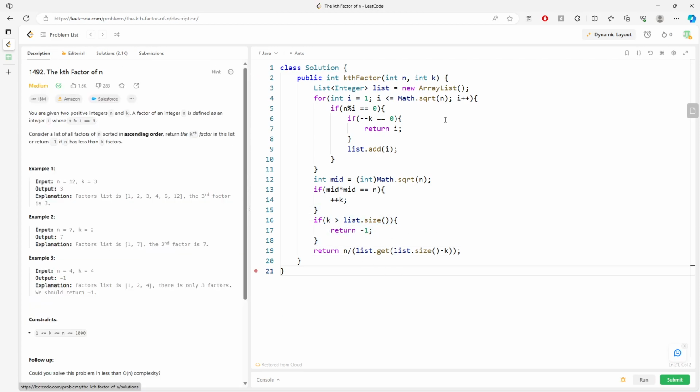But alright, let's talk about time and space. Time is going to be O(square root of n), and space is going to be O(square root of n), right? So this is a little bit of an improvement compared to the last one. And there's another one which is better. Since you traverse from the beginning to the square root of n, you can actually traverse back from the square root of n all the way to 1 to get the k-th factor.